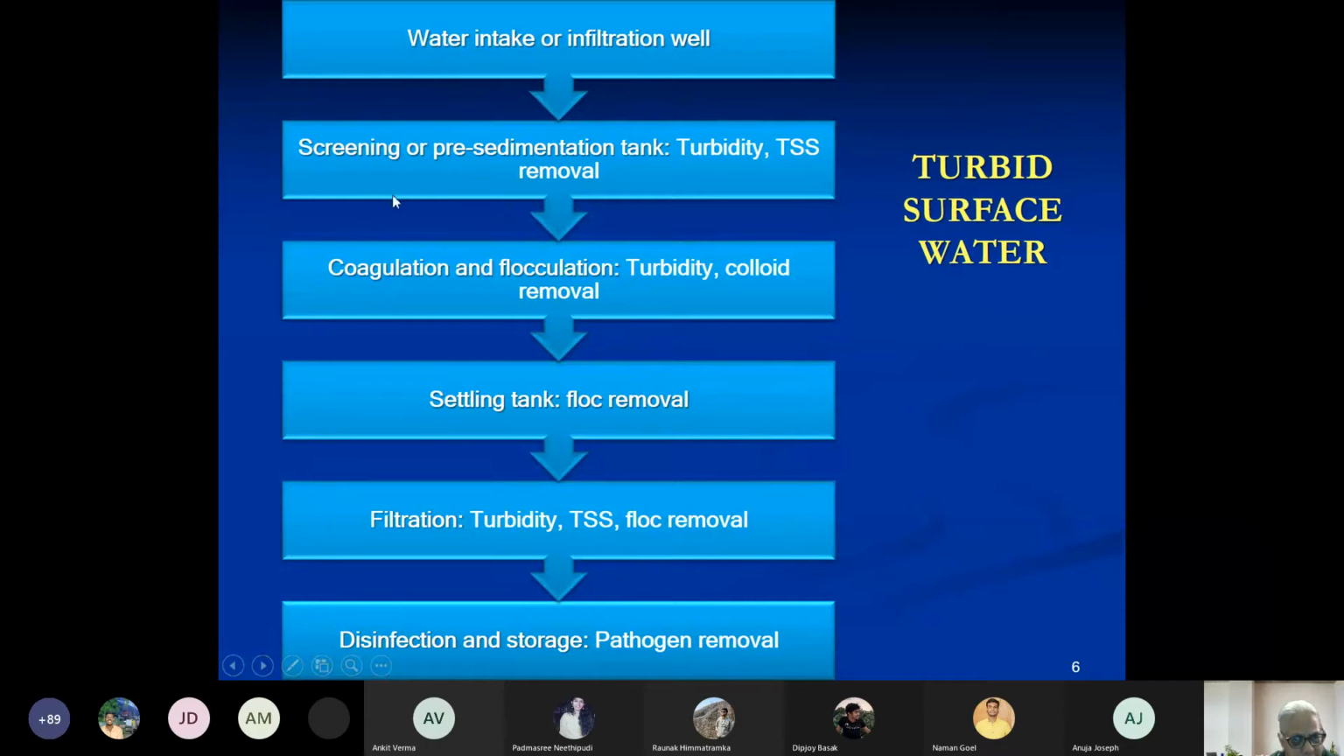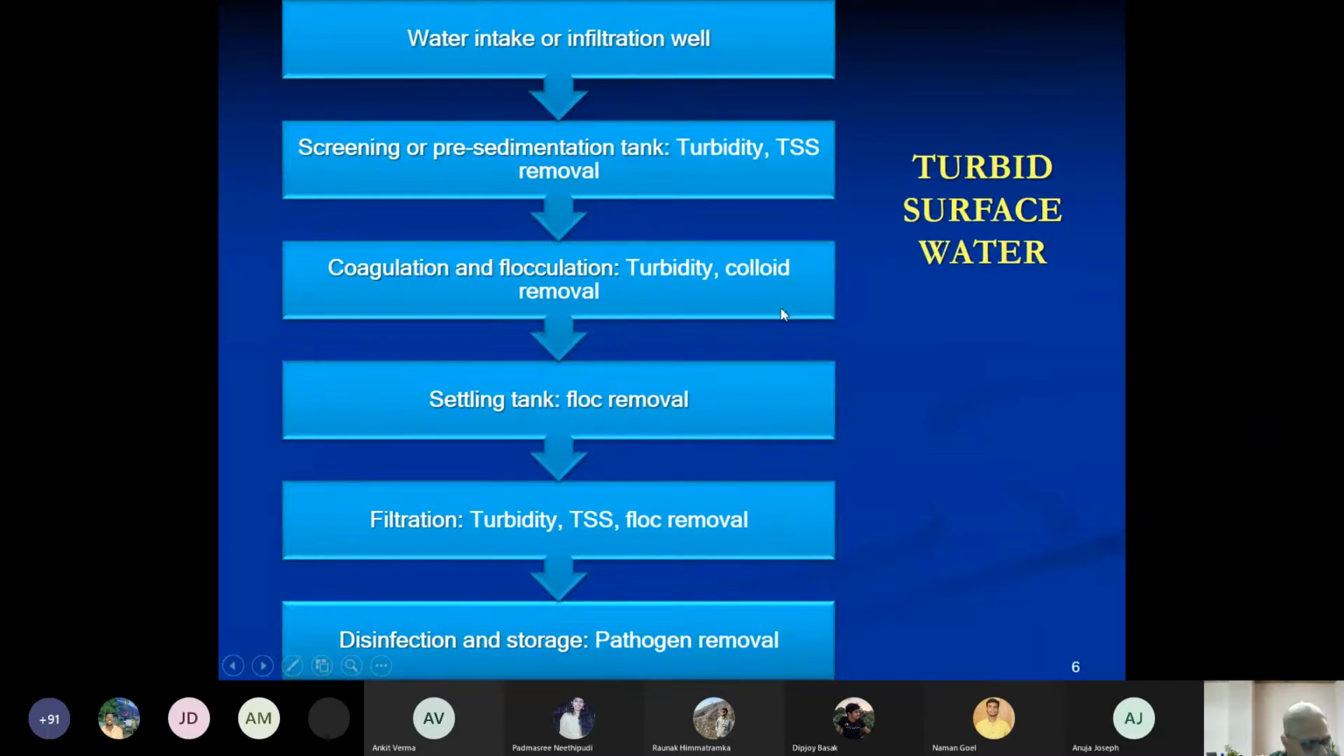You may have a pre-sedimentation tank. In the pre-sedimentation tank, I don't know if you remember the terms, discrete particles. You must have studied Stokes' law and Newton's law, and discrete particles. Discrete particles are defined as particles that settle by gravity. So this is a pre-sedimentation tank where discrete particles that are heavy enough can settle by gravity. So you get some amount of turbidity and TSS removal. TSS is total suspended solids. So turbidity and TSS can be removed in this part.